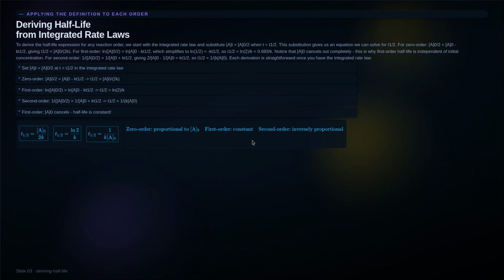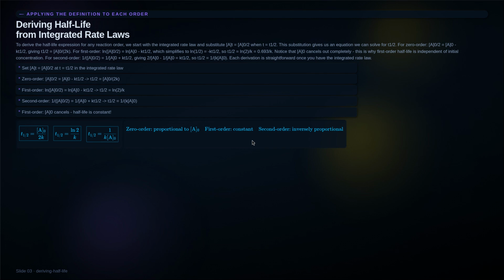For first order, ln of A0 over 2 equals ln A0 minus K T1/2, which simplifies to ln of 1/2 equals negative K T1/2. So T1/2 equals ln 2 over K, which is 0.693 over K. Notice that A0 cancels out completely. This is why first-order half-life is independent of initial concentration.